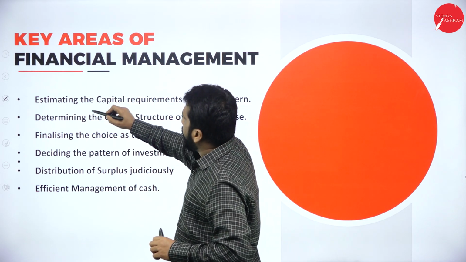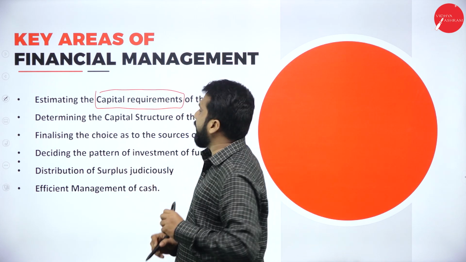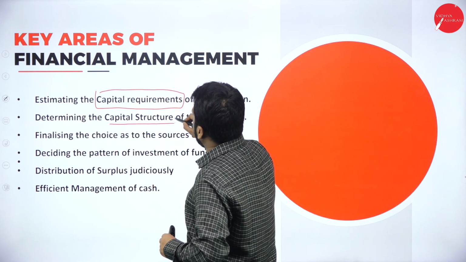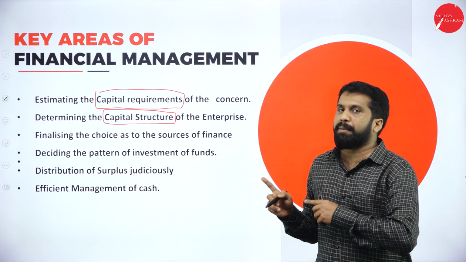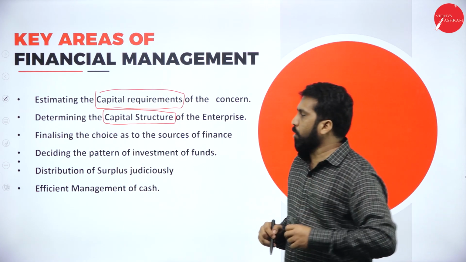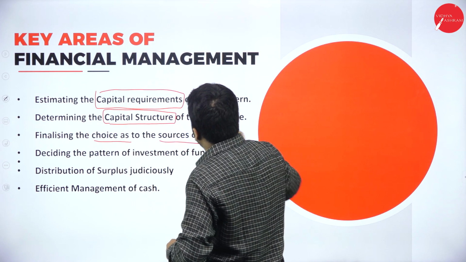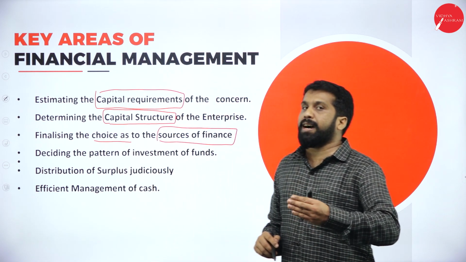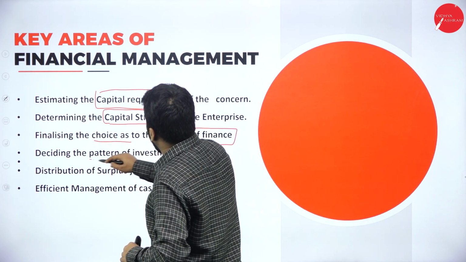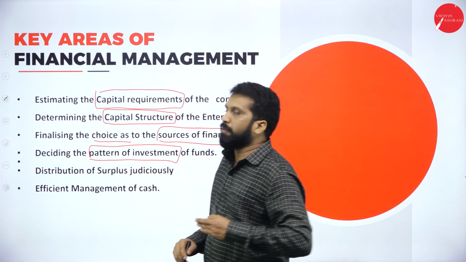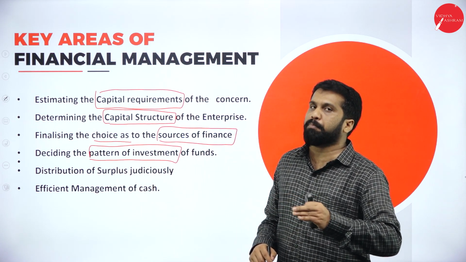Now, estimating capital requirements: how much capital is required. Determining the capital structure: what will be your capital structure. I'll explain capital structure while doing that particular problem. Now, finalizing the choice of sources of finance. It may be long run or short term. Then, deciding the pattern of investment. Will you go for long term or short term? What pattern will you go for, equity or preference?